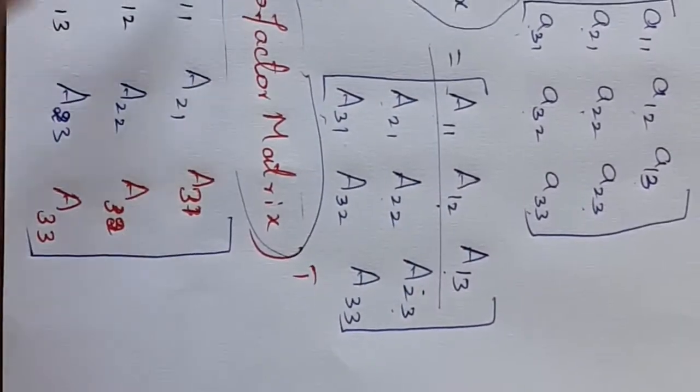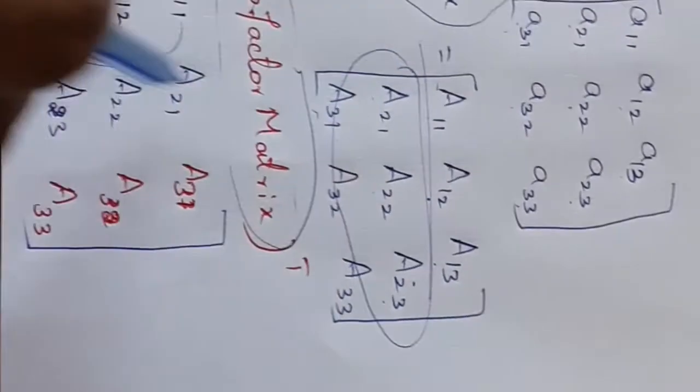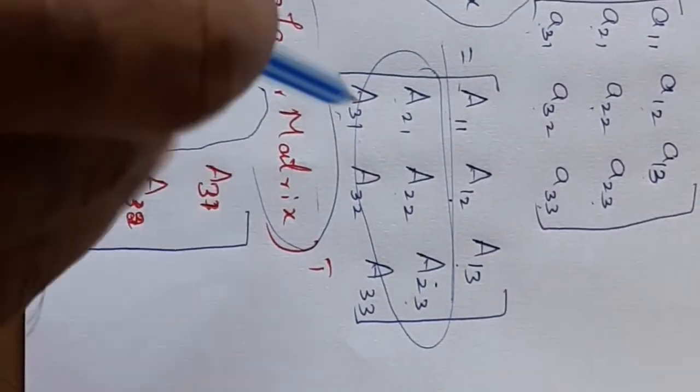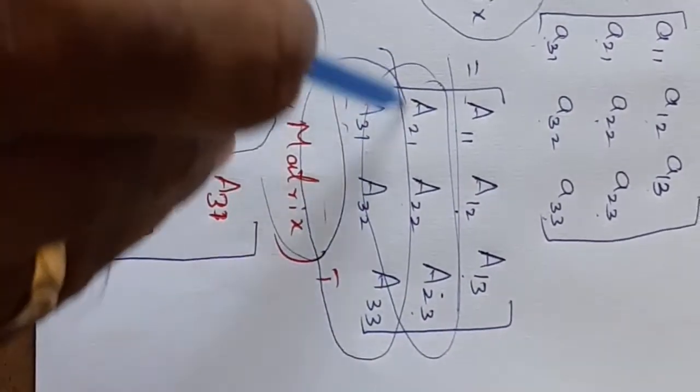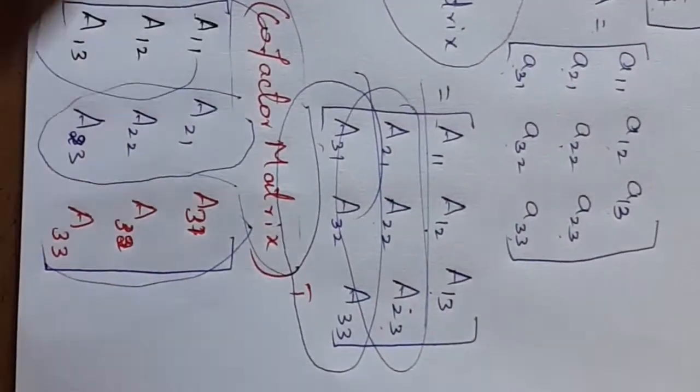The first row we should write column-wise. Similarly, the second row we should write as the second column. Then the third row we should write in the adjoint of A column-wise. That is called the adjoint of A. Now we are moving on.